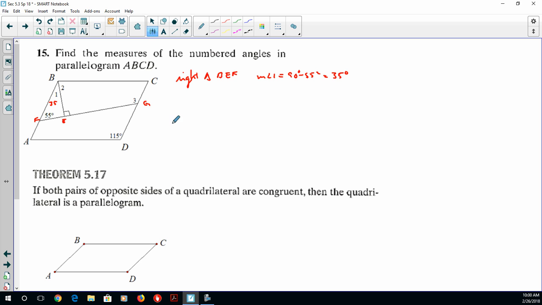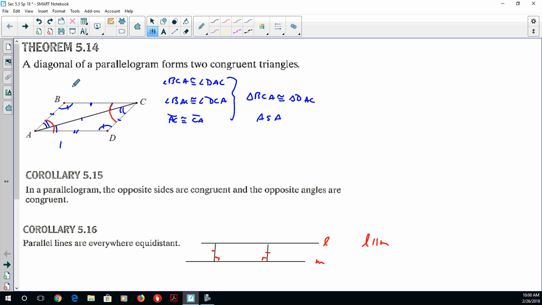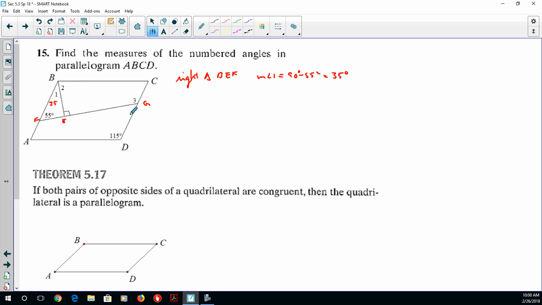Okay, now what we just had, previous, I think 515, said that in a parallelogram opposite angles are congruent. So that says that this angle is, if this is 115, then this big angle is 115. So the measure of angle 2 plus the measure of angle 1 is 115 degrees.